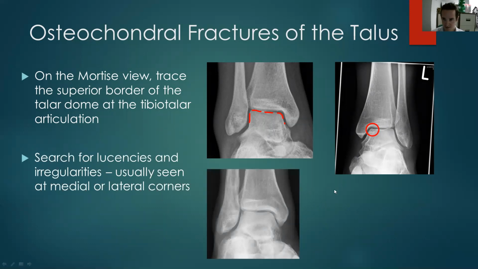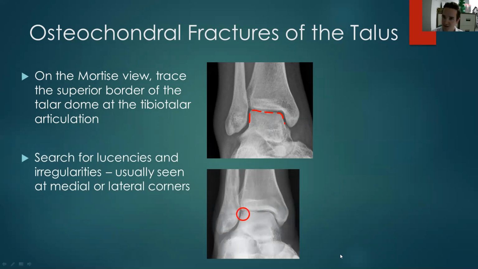Again, on a different patient, tracing our talar dome from the medial aspect upwards across the top, there's another bony irregularity there at the superior lateral corner of the talar dome. They're really subtle injuries, but once you know to look for them, they're not so intimidating.